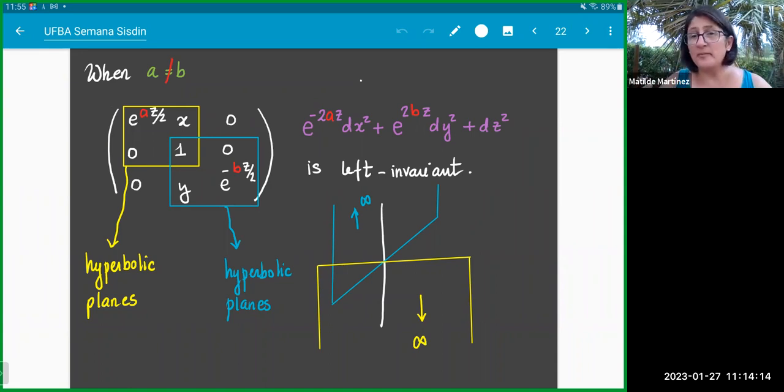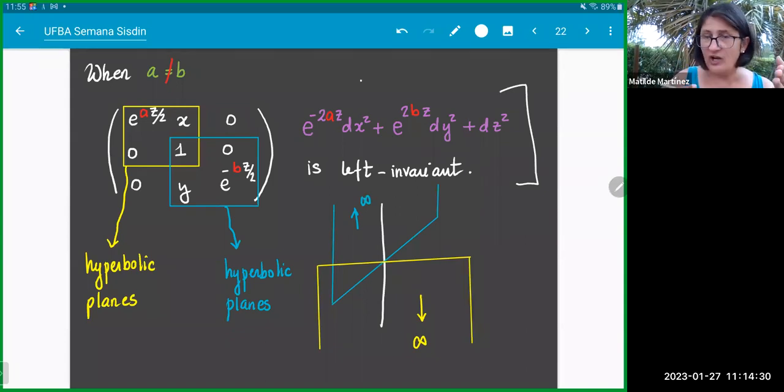And these two families of hyperbolic planes are still there, but the rates of contraction and expansion of the blue and yellow lines are now different. So you still have a left invariant metric for which you have a yellow and a blue family of hyperbolic planes, but now when you go upwards like this, the rate of contraction of these blue lines is different from the rate of contraction of this yellow line when you go downwards.